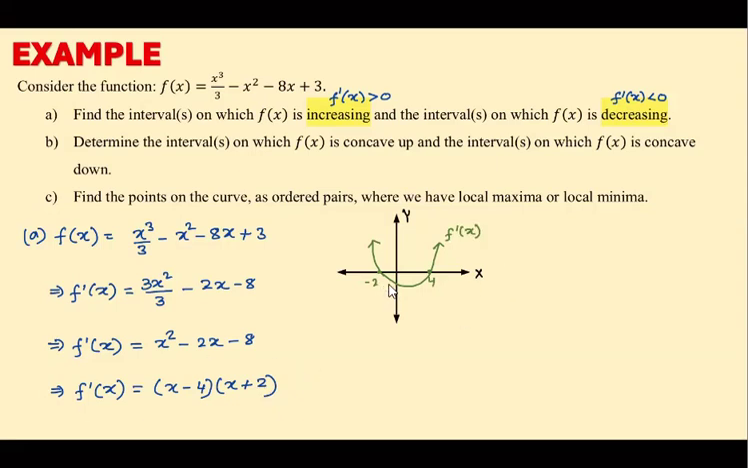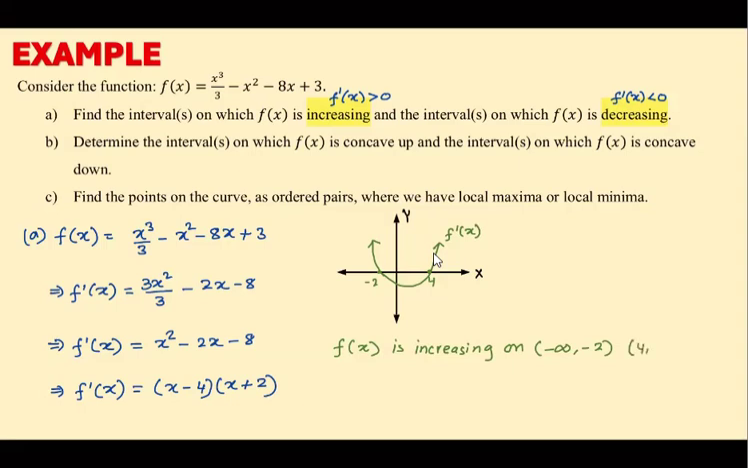What you can see is this function is negative between negative 2 and 4. That means the function is decreasing in that interval. And from negative infinity up to negative 2, the derivative is positive. It's above the x-axis. Here also, from 4 up to infinity, the graph is above the x-axis, meaning it is positive, so in that interval, it is increasing. So we say that the original function f of x is increasing on the interval from negative infinity up to negative 2, and also from 4 up to infinity.